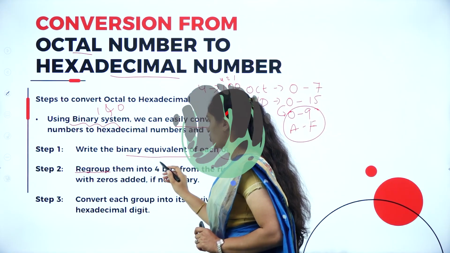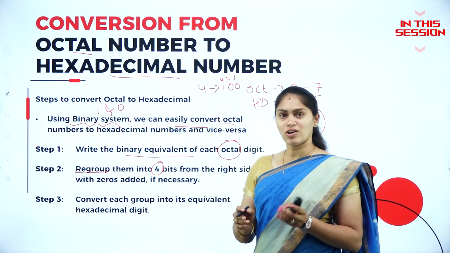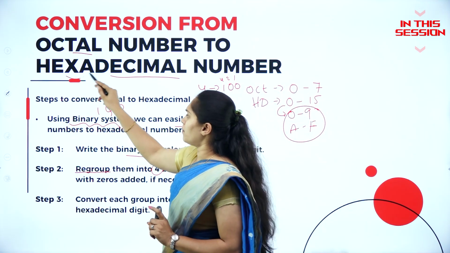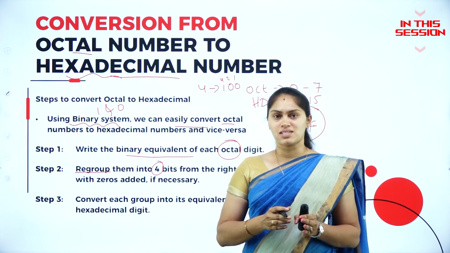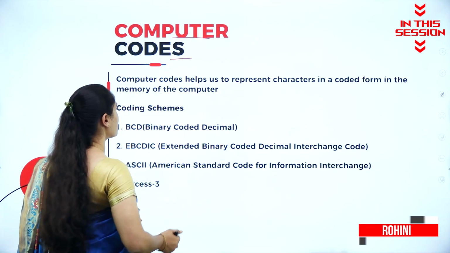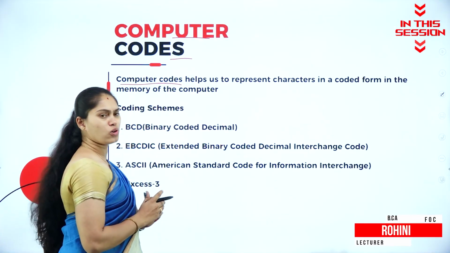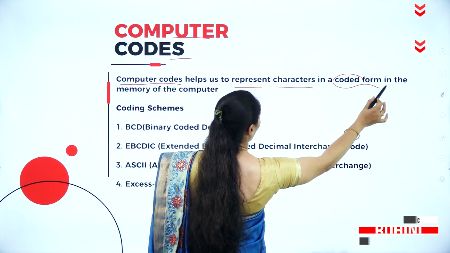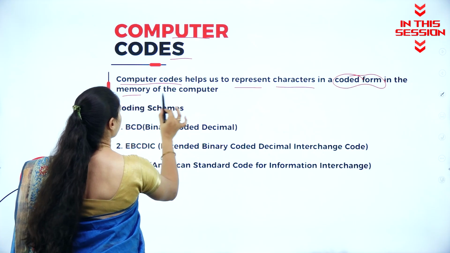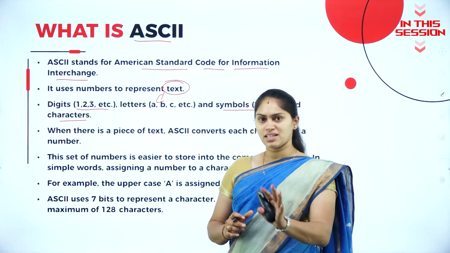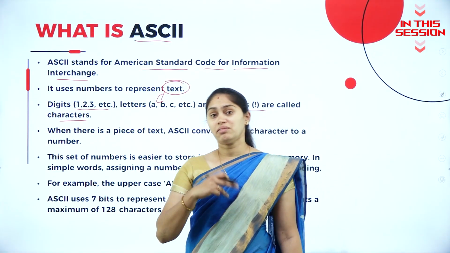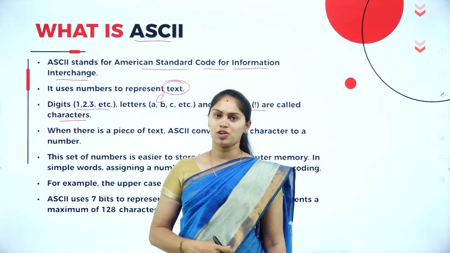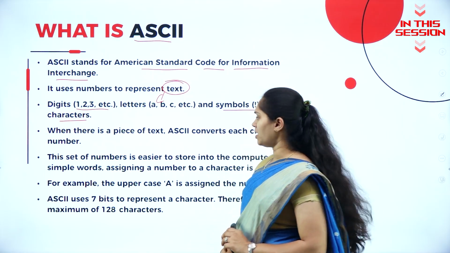You have to regroup them into 4 bits. Why? Because we are converting the octal to hexadecimal. That's why it should be a combination or collection of 4 bits. See what this computer codes is all about. Mainly, computer codes help us represent characters in a coded form in the memory of the computer. Well, if I press any key on a keyboard, that will be converted into its equivalent ASCII code. Again, it will be converted into binary. That's what the computer understands.